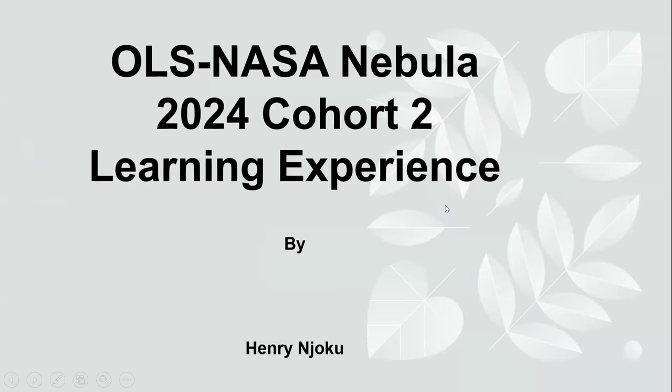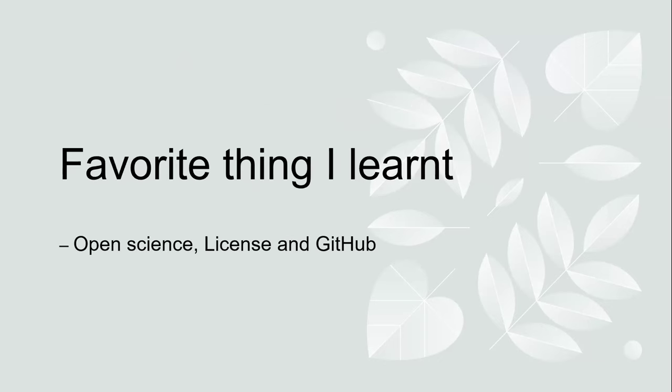My name is Henry Onyo Joko. This is my learning experience so far. The favorite thing I learned here is about open science, everything about open science. Actually, at the beginning of this year, I was looking for places where I could have a very good comprehensive training on open science and version control on GitHub. And then along the line, I came across the OLS call for application, which I applied for. And the rest has been history, because I've been able to grasp the basics of open science, the license, and then about GitHub.